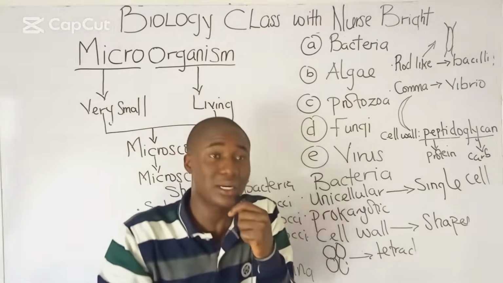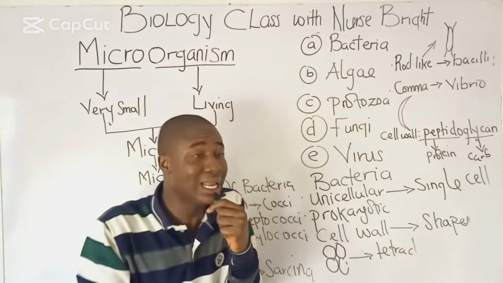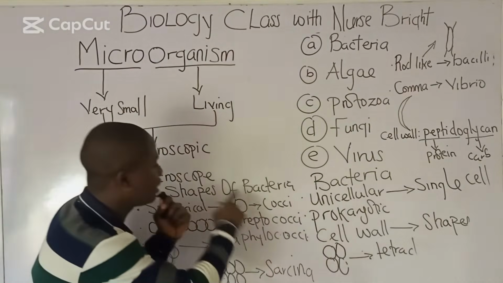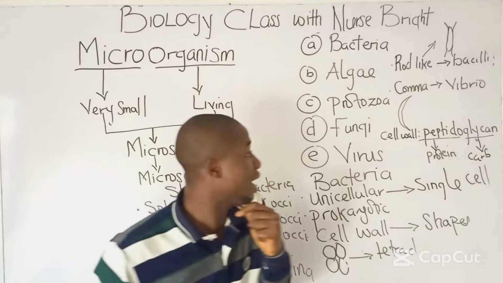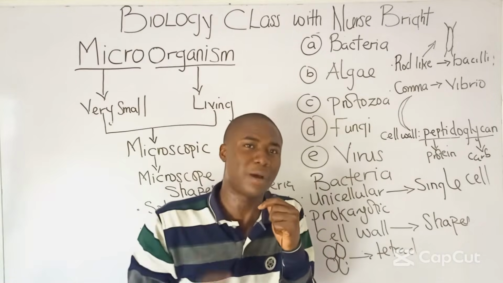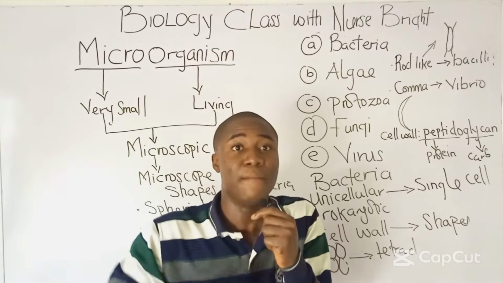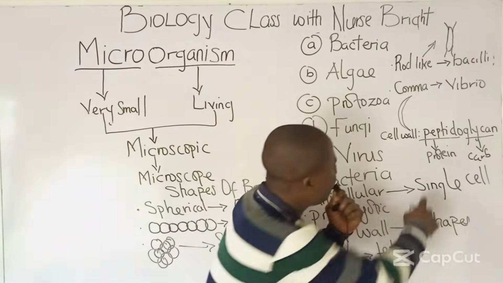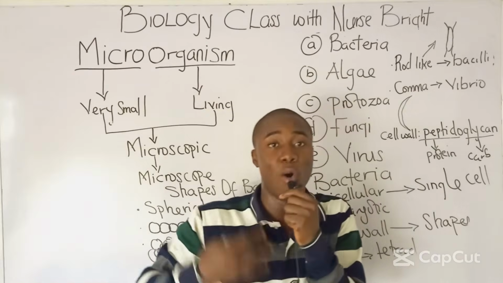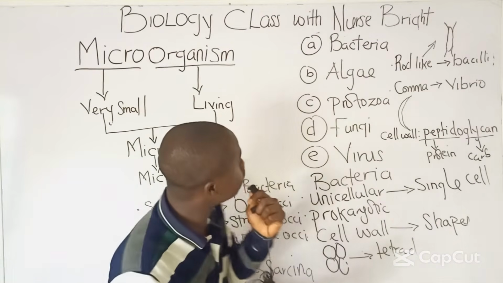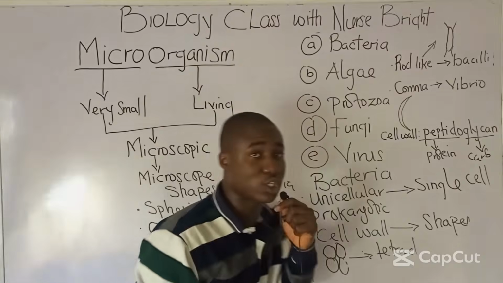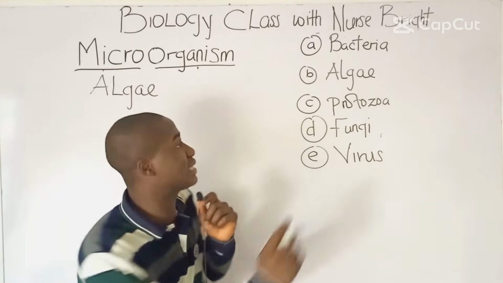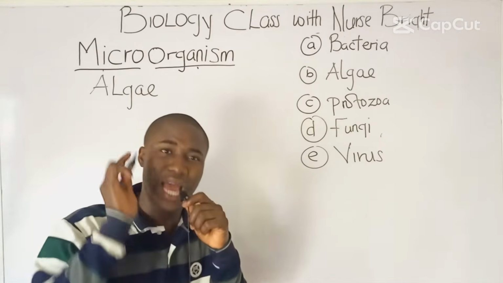So you can see how the concept of bacteria as a microorganism works. First, we discussed that bacteria are unicellular, and also they are prokaryotic in nature, and it is the cell wall that determines the type of shape a bacteria has. And also, we talked about the cell wall of bacteria, which is made up of what we call peptidoglycan containing protein and carbohydrate. So with this, let's talk about the next microorganism, which is called algae.